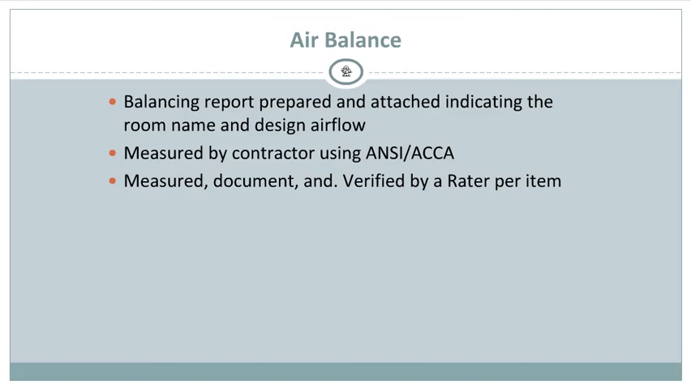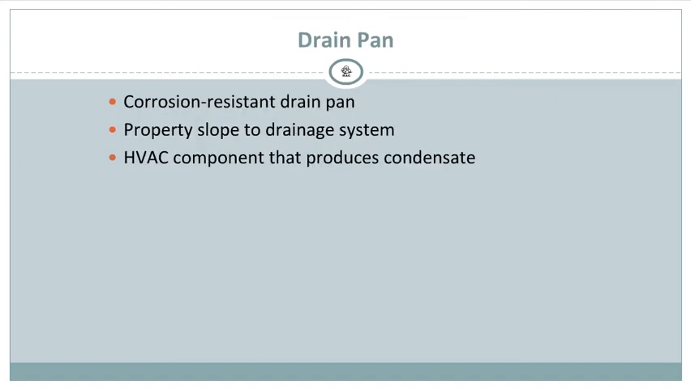Measure documents, again, are going to be verified by your rater per item. That's why I say if you can get the builder to verify most of this, you only have to have him once, or one rater.